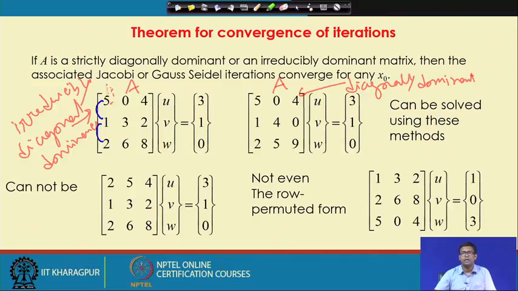So, in case we get a matrix which is solvable but is not in a diagonally dominant form, we can try row permutations and bring it to a diagonally dominant form, and only in the diagonally dominant form can the matrix be solved. This cannot be solved using the Jacobi or Gauss Seidel method, though these two matrices are permuted forms of each other. However, 2 plus 3 is equal to 5, which is greater than 1. So, this is not a diagonally dominant form, and it cannot be solved using this.